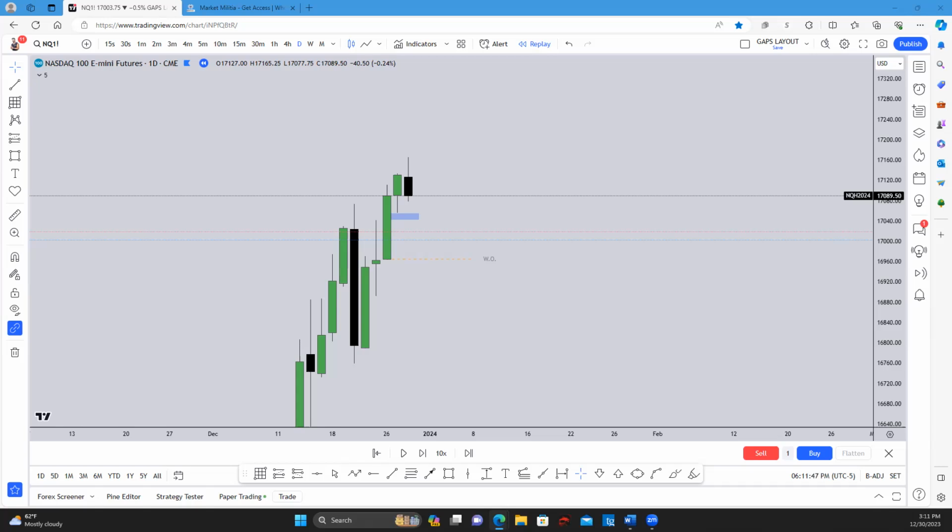Today, we are going to be looking at how I go about finding your draw on liquidity. It can also be your daily bias, some top-down analysis, and how I look at the markets. Okay, and where is price likely to move to next?